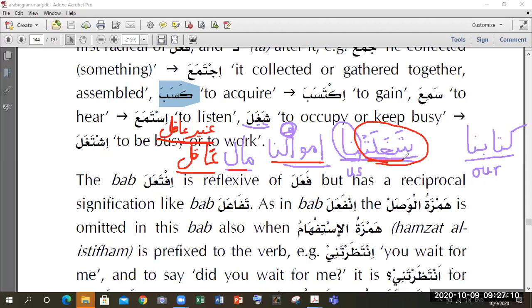So shagalatna, kept us busy. Now, if we just see this, we will say she kept us busy. But when we say the next word, we say amwaluna. Now amwal, this is a subject. So our amwal kept us busy. So we will not say she kept us busy. Now we understood with the next word what kept us busy.